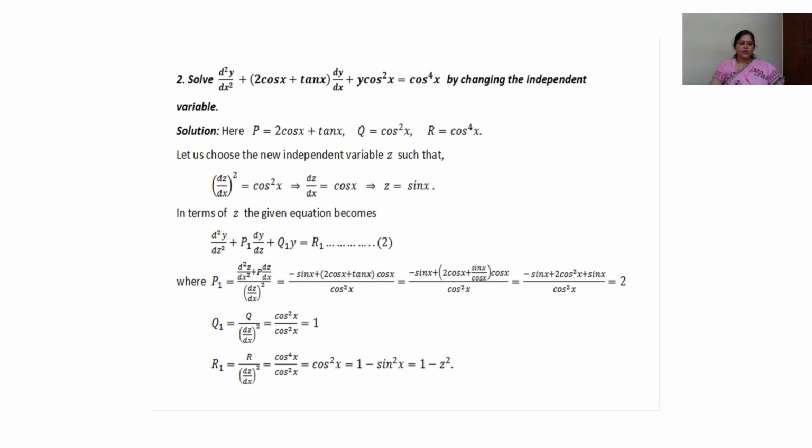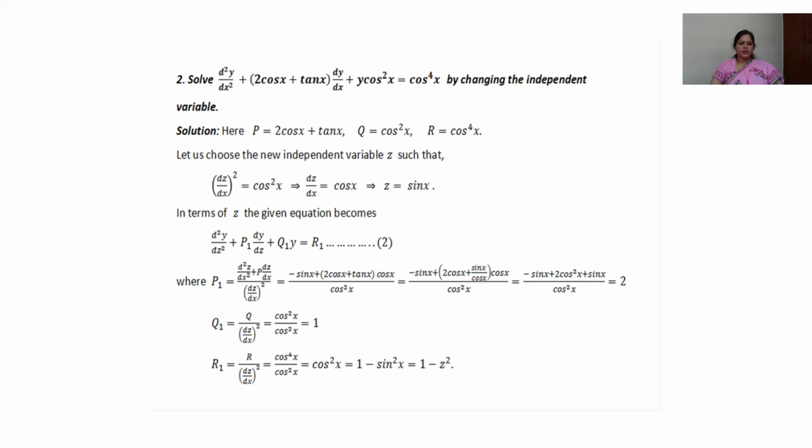Next, similarly, we have to find q1 now. q1 is equal to q by dz by dx whole square. That is equal to cos square x by cos square x, which is equal to 1. Then r1 is equal to r by dz by dx whole square. So r value is cos to the power 4 x by cos square x, which is equal to cos square x. That we can change here itself in terms of z. Cos square x we can write as 1 minus sin square x, that is equal to 1 minus z square.